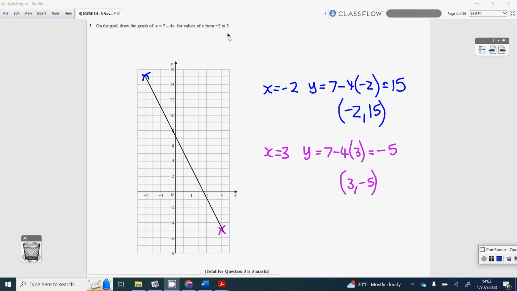Now, secondly, let's go to the other end of the line when x equals 3. So substituting 3 into the equation, 7 take away 4 lots of 3 is 7 take away 12, which is minus 5. So our second point is 3, minus 5, 3 to the right, 5 down, join them together with a ruler.